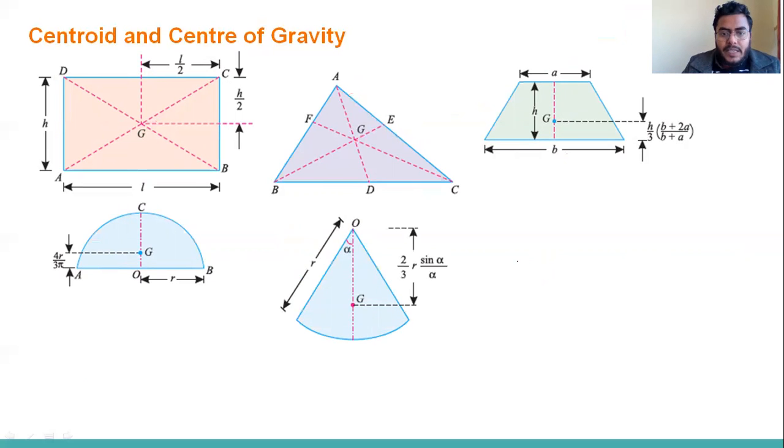For the case of a segment of a circular section, the centroid distance from O, as given in the figure, is equal to 2 by 3 into r sine alpha by alpha. Here alpha is in radian, and here alpha in degree. And alpha is the semi angle.